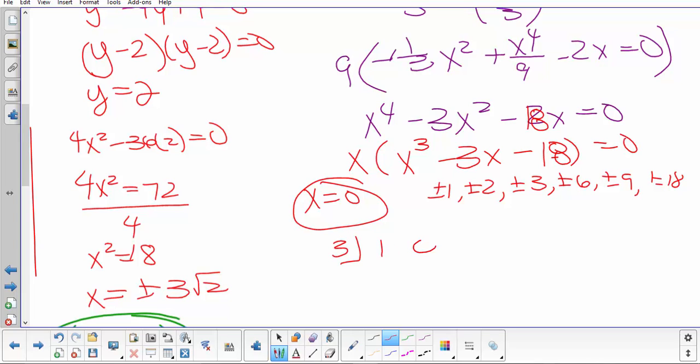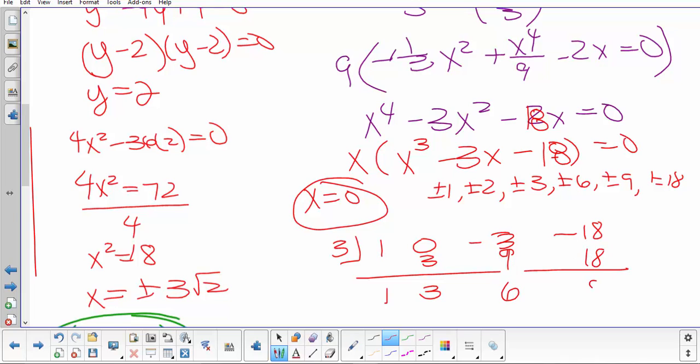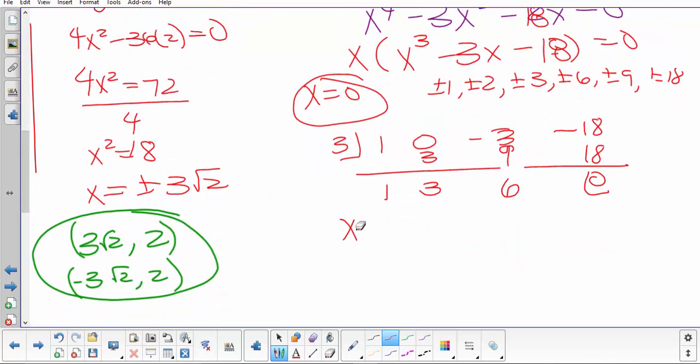1, I'm going to put a 0 to hold the squared term, negative 3, negative 18. Bring down the 1, 3 times 1 is 3, add I get 3, 3 times 3 is 9, add, and I get 6, 3 times 6 is 18, and my first guess was a very lucky one, which means my factors are x minus 3 times x squared plus 3x plus 6.